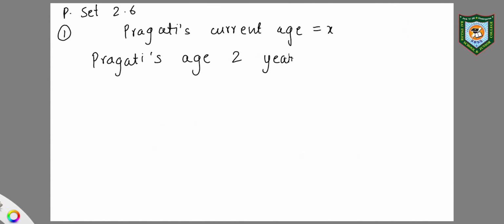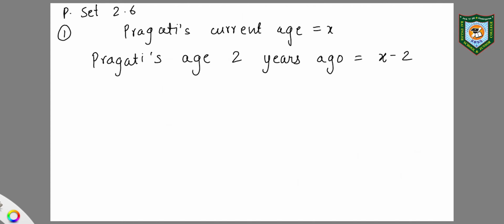Now I'll explain this with an example. Let's say your age currently is 16. 2 years ago, your age was 14. So if your current age is 16 and I minus 2 from your current age, that will give you your age 2 years ago. So similarly, Pragati's age 2 years ago becomes x minus 2.